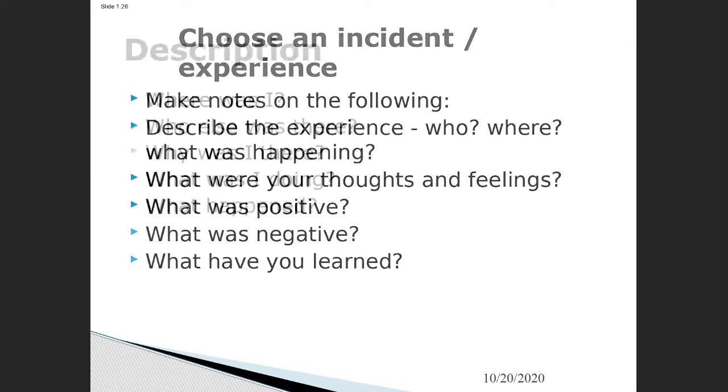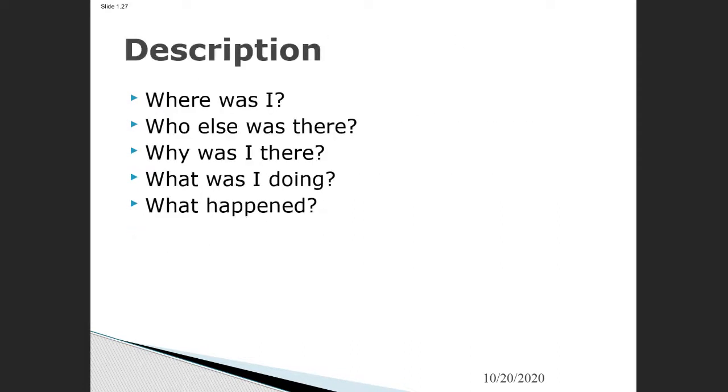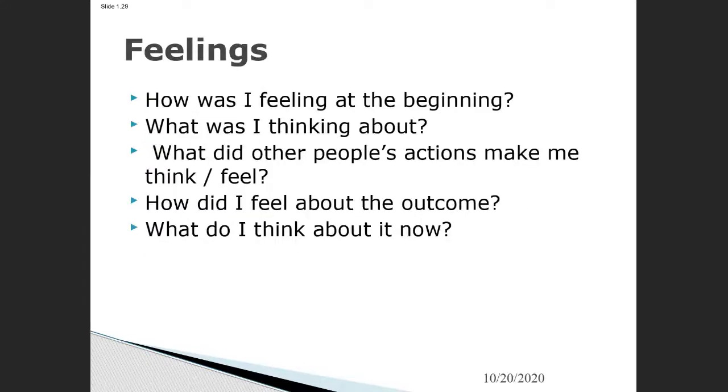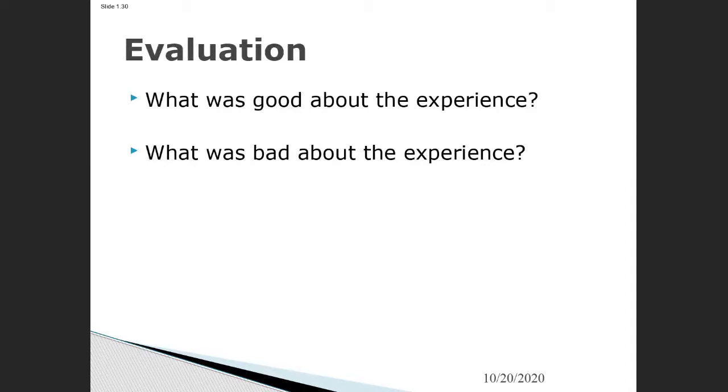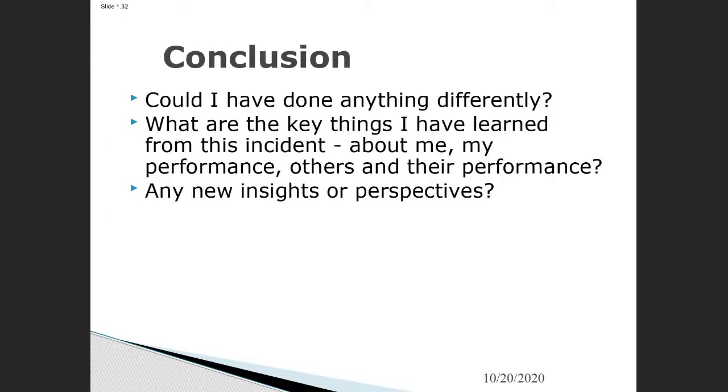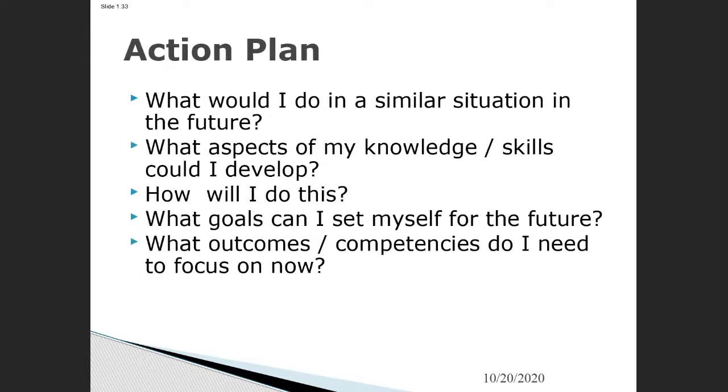So please choose your critical incident. You will be applying each of the stages. Description. In your description, try to be specific. What was the setting, context, layout, people, events, your emotions, etc. And then you apply your feelings. Think about your feelings. In the next one, you do the evaluation. And then you do the analysis, conclusion, and action plan. So I want to apply these 6 stages.